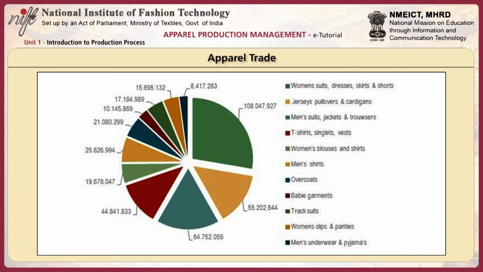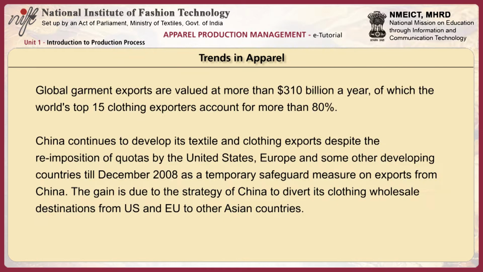This chart clearly tells us what is the most consumed and the most bought at retail. Thus, we will get to know what is being most produced at the factories. Global garment exports are valued at more than US $310 billion a year, of which the world's top 15 clothing exporters account for more than 80%.